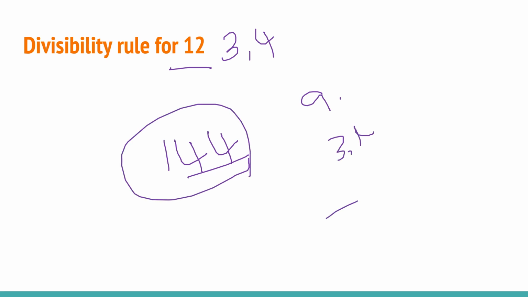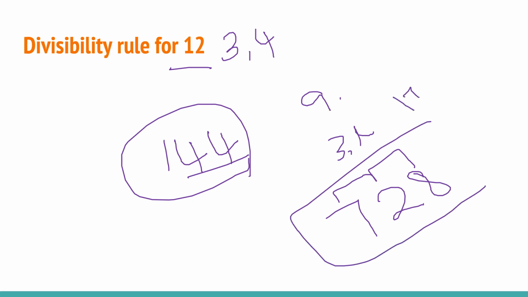Considering some huge number, we get 728. 7 plus 2, 9. 9 plus 8, we get 17. 17 is not divisible by 3. Therefore 728 is not divisible by 12.